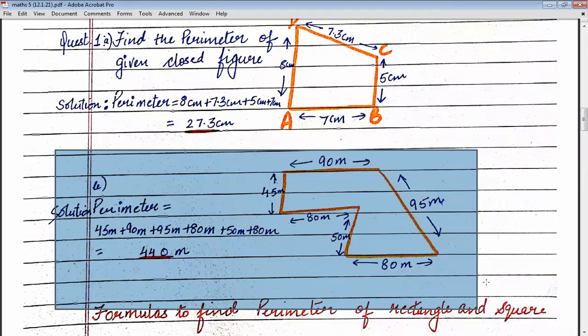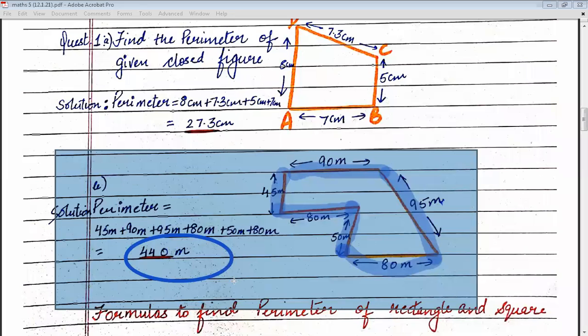So I guess children there is no problem at all because you just have to add its side. You have to add the length of its side. Okay, so you just have to add 45, 80, 50, then again 80, 95 and 90. Okay children, when you add all these lengths, what is your answer? 440.